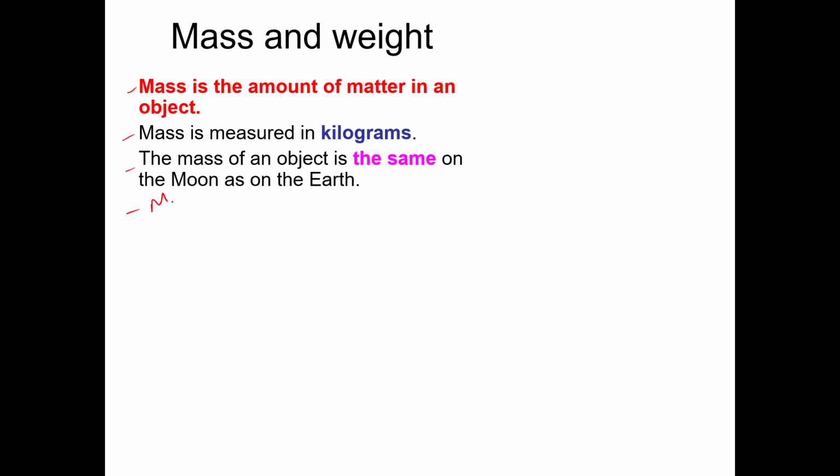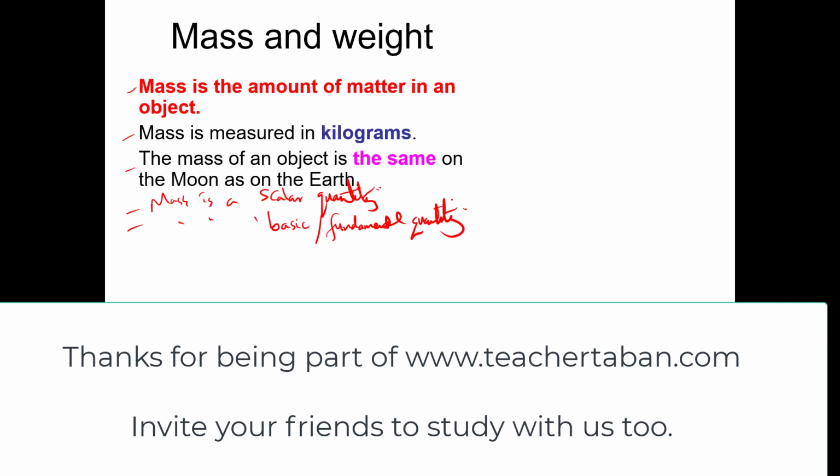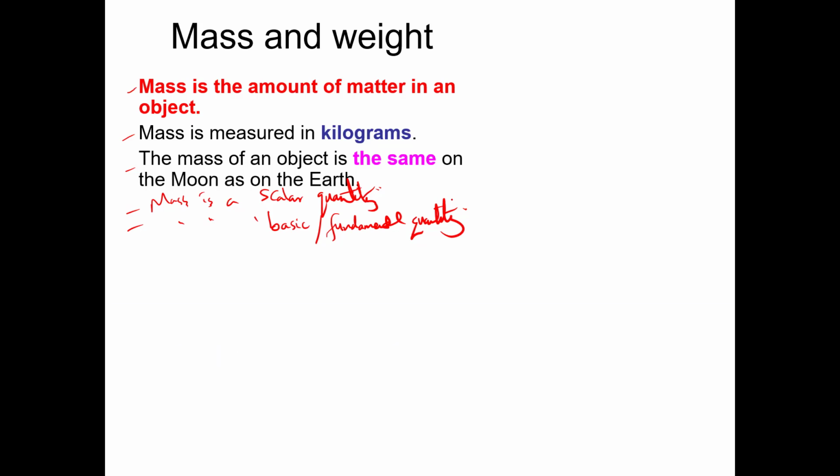Mass is a scalar quantity, and it is also a basic or fundamental quantity. That is what we know about mass. And of course, it is measured by using a beam balance. So, how about weight? What is weight?